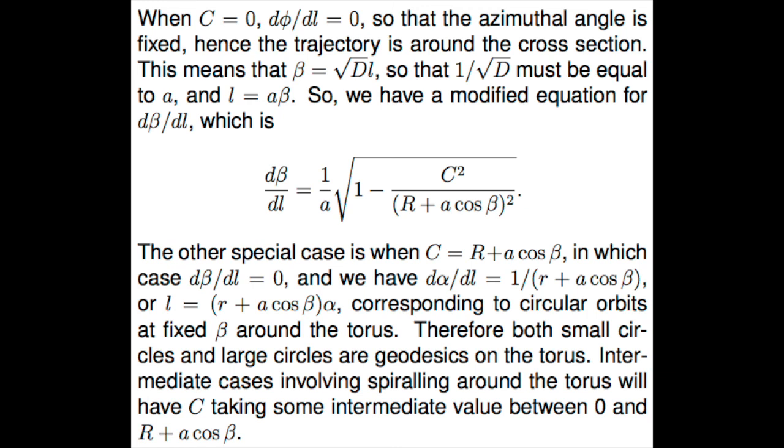The intermediate cases where you have something that spirals, wrapping itself around the torus whilst going around the donut at the same time, will have c taking an intermediate value between 0 and the maximum, which is r plus a cos beta. That's the end of question 3.